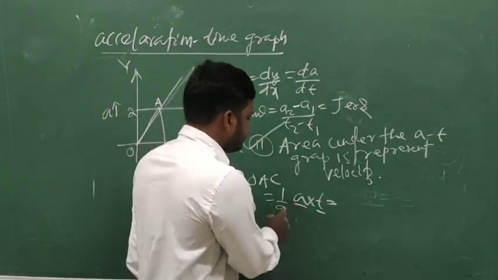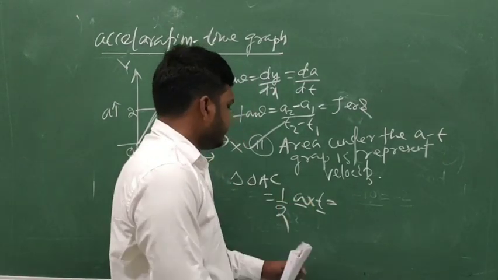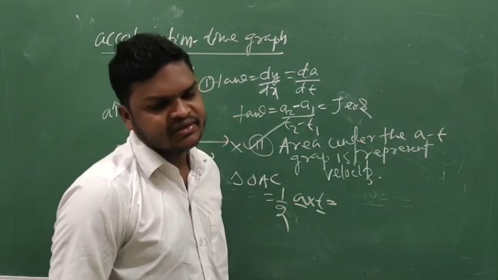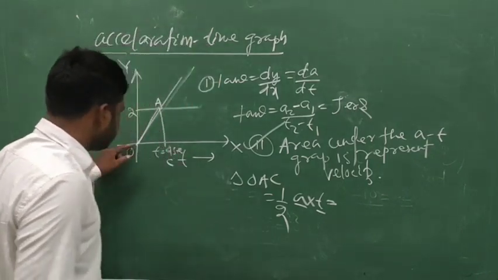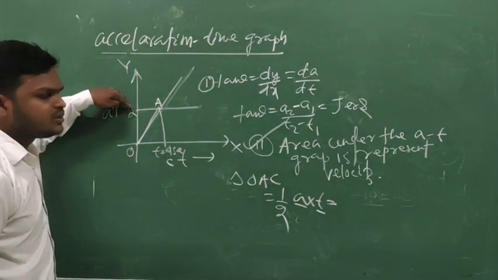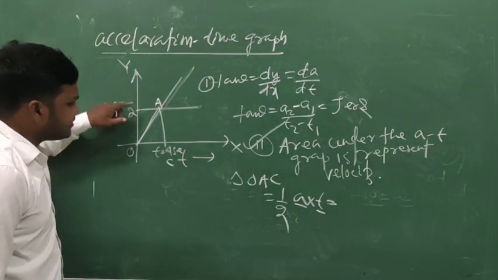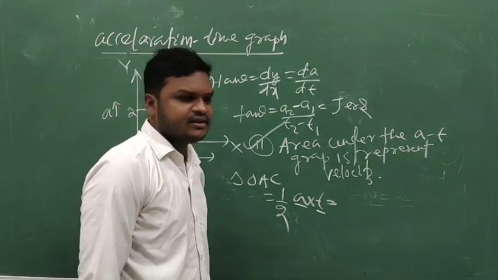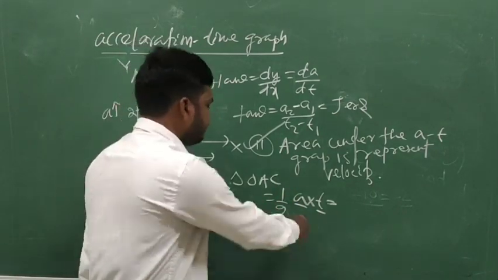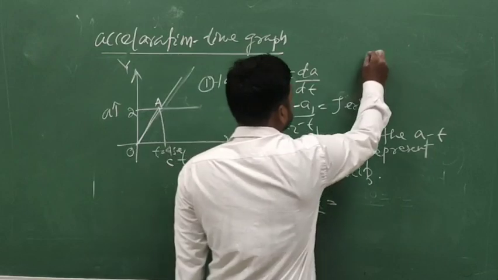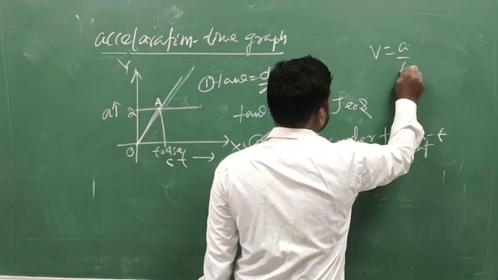This is the average acceleration. Average acceleration by 2, you can say. Initial acceleration is 0, final acceleration is a. So a minus 0 is a, we can directly write a. So average acceleration into time is equal to, we know that velocity is equal to acceleration upon time.